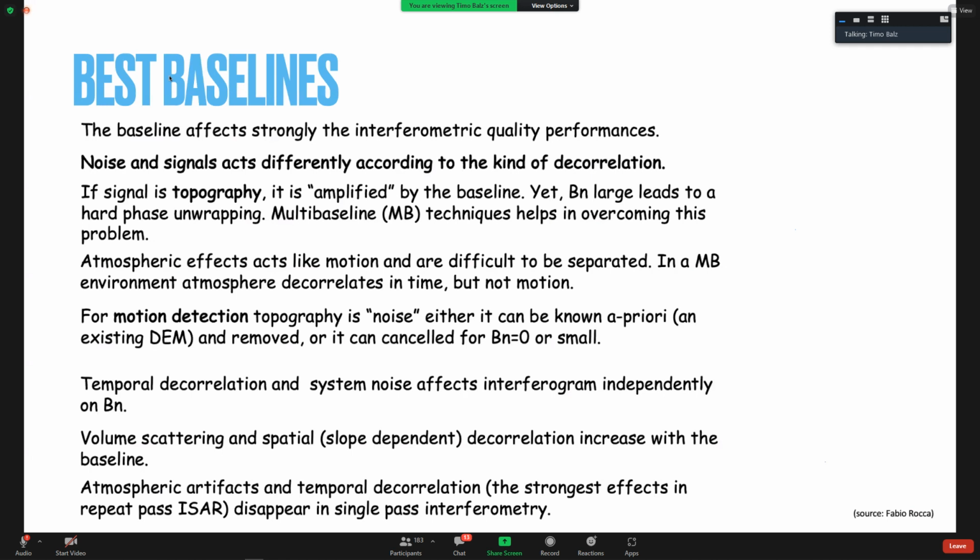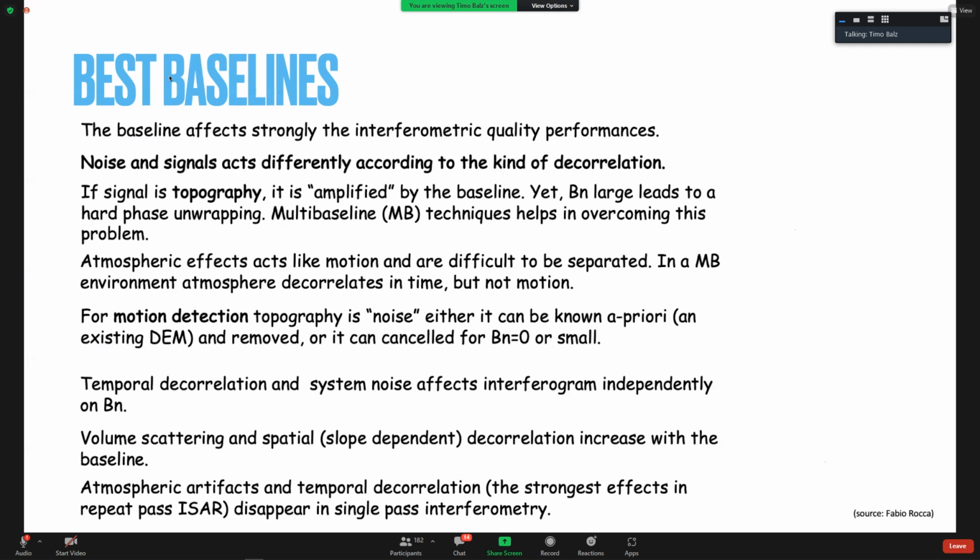It also very much depends on the application that you're after. If you want to create a DEM, if you're interested in the topography, the temporal baseline, the time difference between the images, should be as small as possible. If you're interested in motion, on the other hand, you need a time difference that is long enough that you can measure the kind of motion you want to measure. If you have a time difference of 0, you take both images at the same time, there's not going to be any motion you could measure.